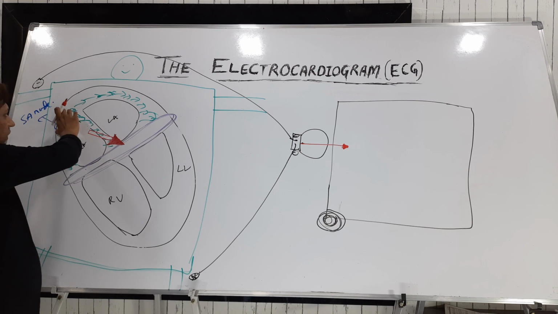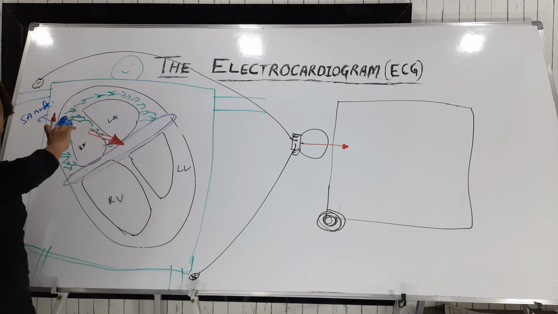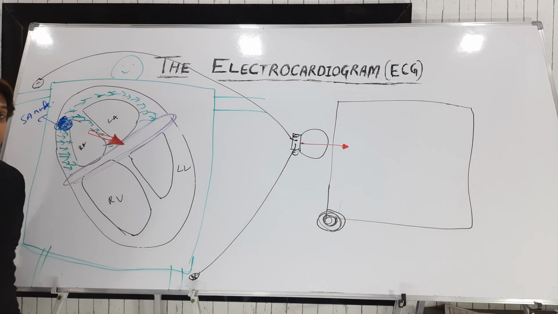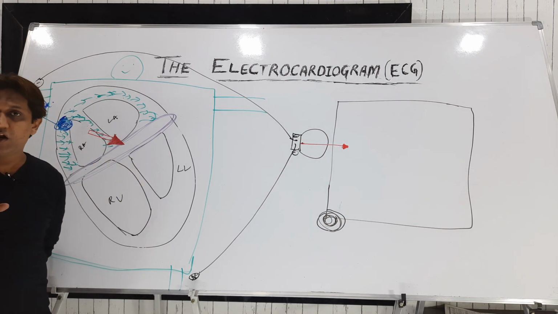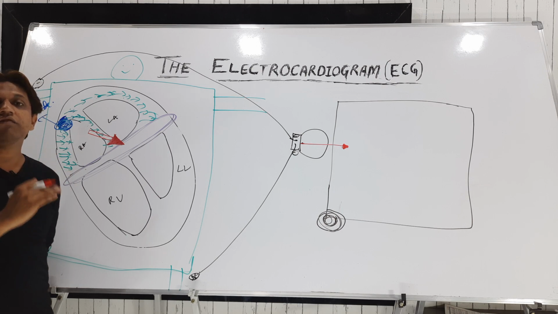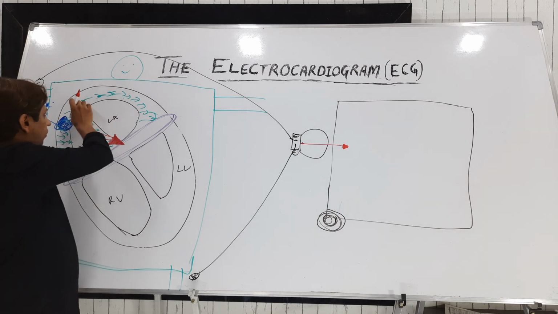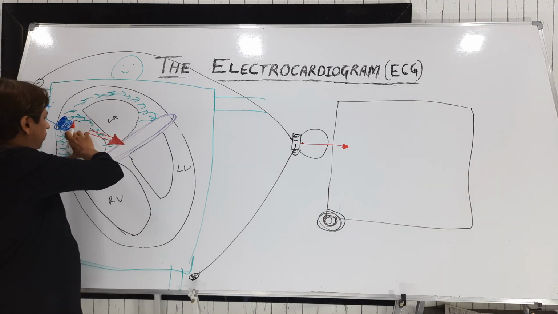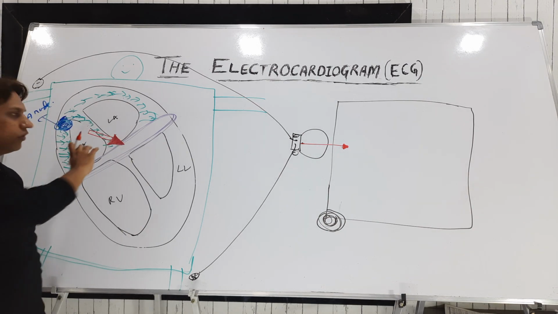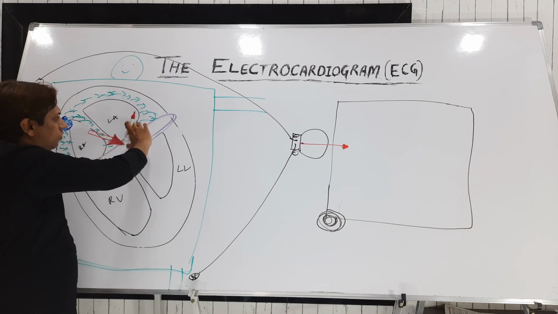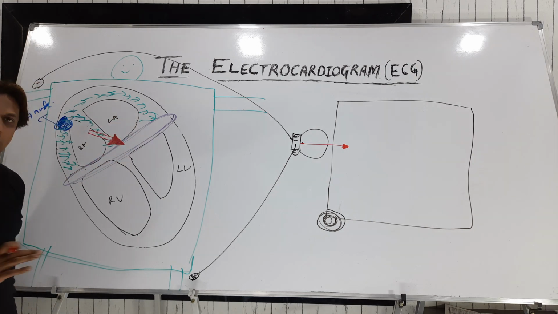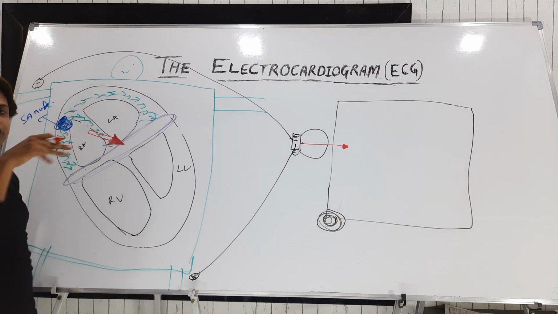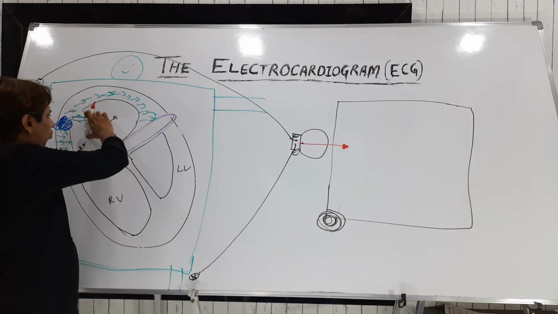So when the SA node is stimulated, it causes depolarization of the atrial muscle cell. Remember what depolarization is: the interior of the cell becomes positive and it causes depolarization of the neighboring cell. Because the SA node is situated in the right atrium, this depolarization wave goes towards the left atrial muscle also. Depolarization means positive current, so this positive current moves to the atrial muscle.